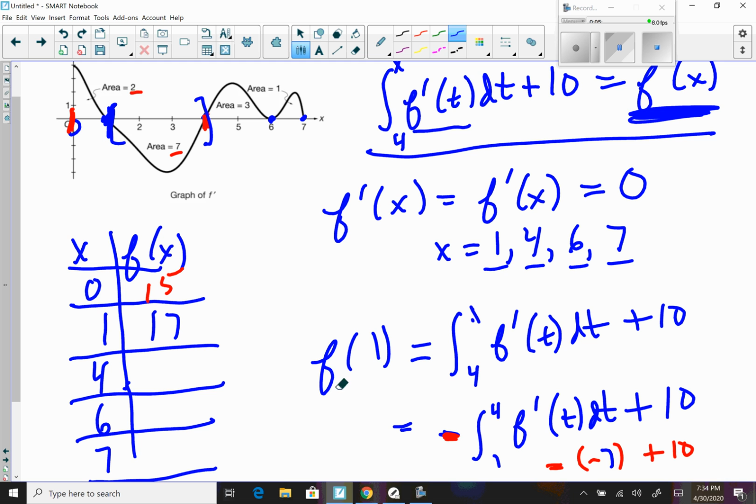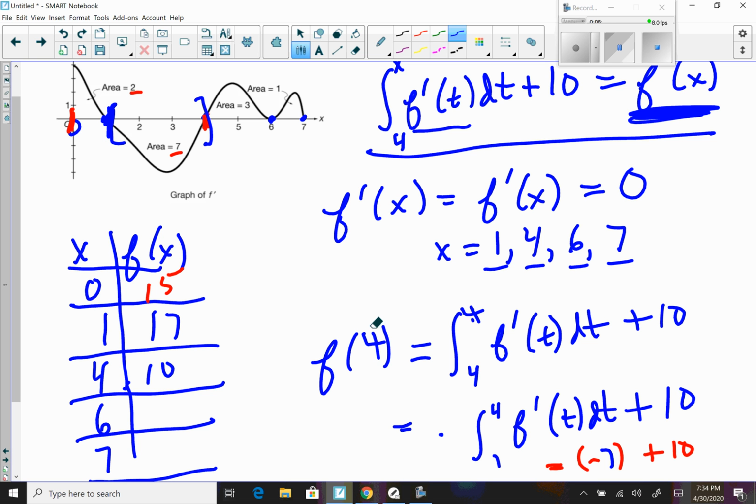Now we replace x with 4. When we put a 4 there and a 4 there, we don't need any of this because the integral from 4 to 4, starting at 4 and ending at 4, is 0, and 0 plus 10 is 10. So f of 4 was given, by the way. That's why we had a 4 down there in the first place.